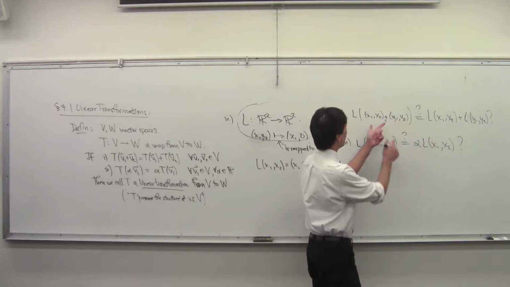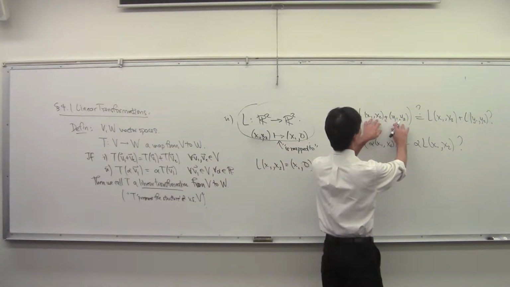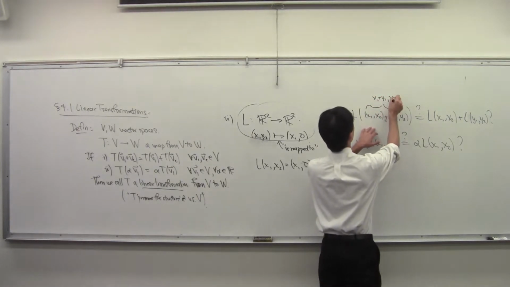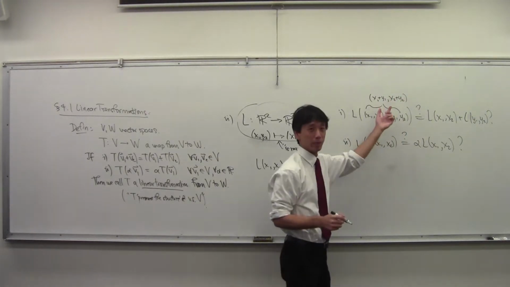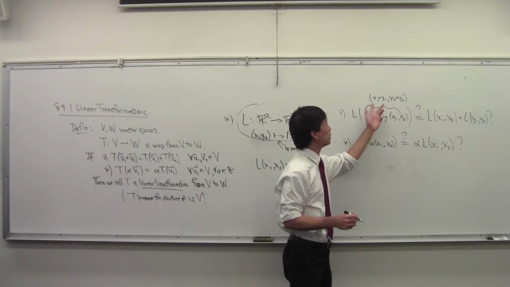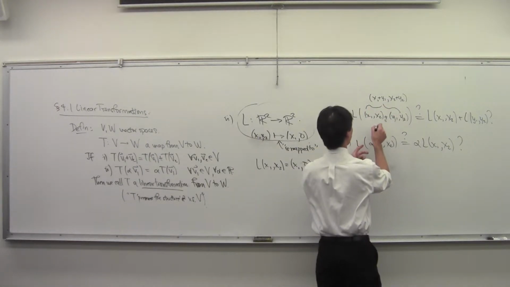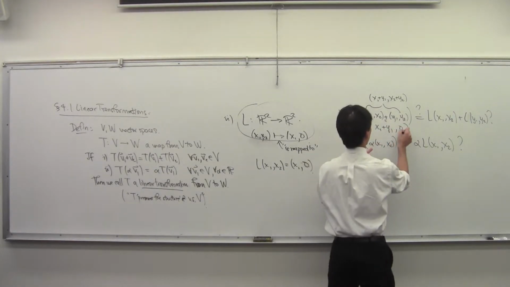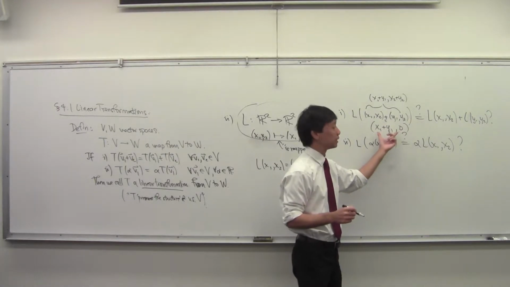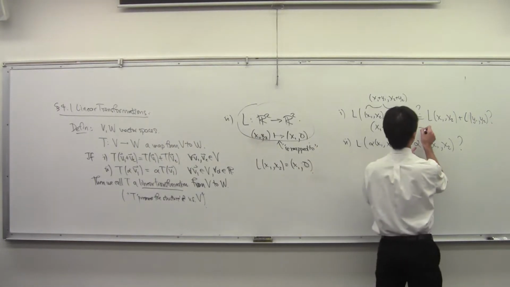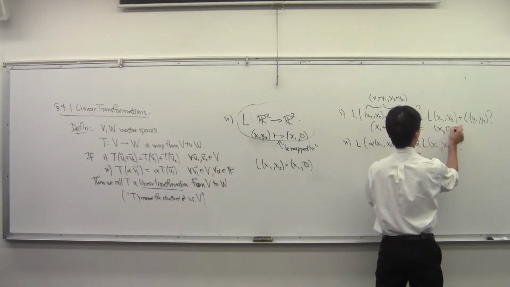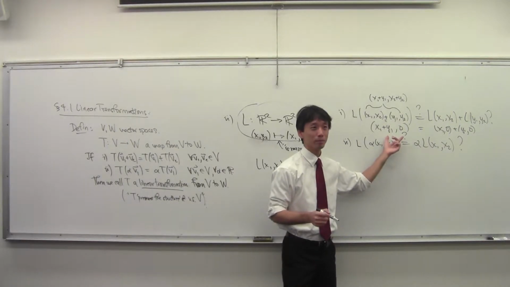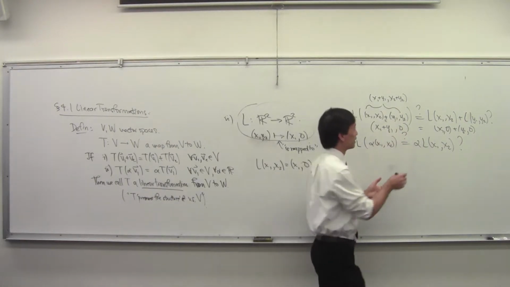Okay, x1, x2 plus y1, y2 is going to be x1 plus y1, x2 plus y2. That's how you add in R2. So what's L of that? L of that is going to be x1 plus y1, comma 0. So the left-hand side is x1 plus y1, comma 0. The right-hand side is x1, comma 0 plus y1, comma 0. Are those two the same thing? Yes.